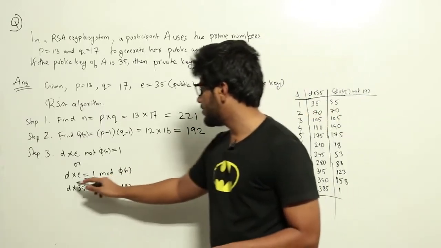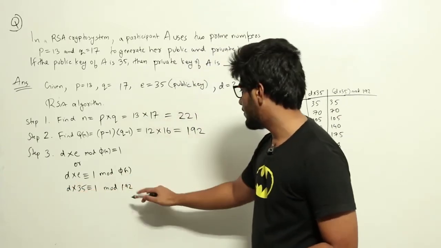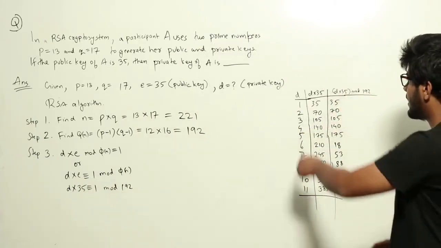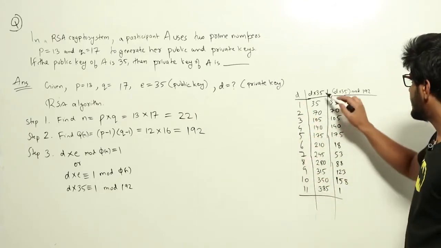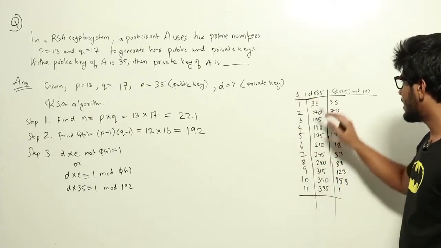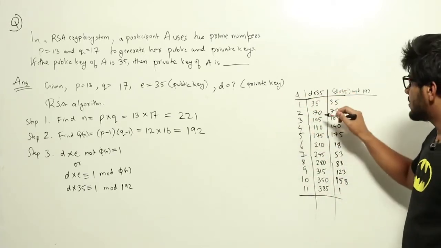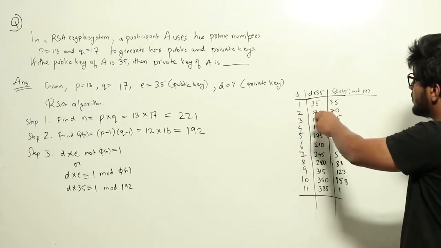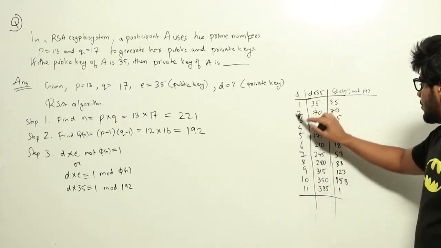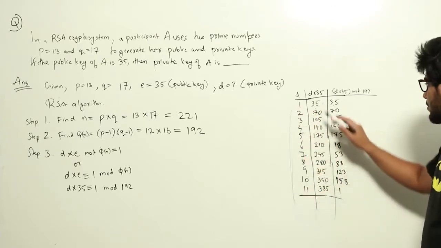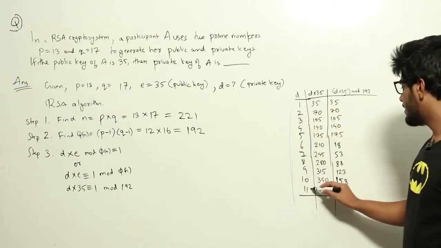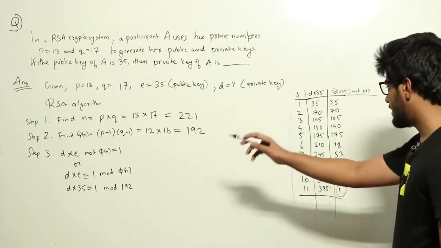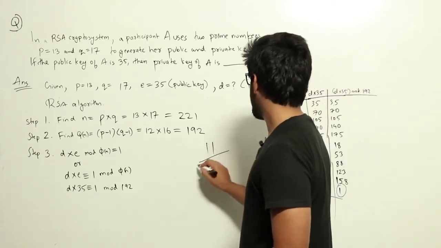Now we need to find out D such that when it is multiplied with 35 and when we take the modulus of that with respect to 192, we should get 1. So I have written the table down here for that. I'm increasing D from 1 onwards, and E is 35, which remains constant. So in each step I will be doing D into 35 and then taking mod of that with respect to 192. So when D is 1, D into 35 is 35, mod 192 is 35, which I keep on writing like this until I get mod 1. So if you see, when I put D equal to 11, 11 into 35 is 385, mod 192 is 1. Now we got the correct answer. D will be equal to 11. 11 is the private key.